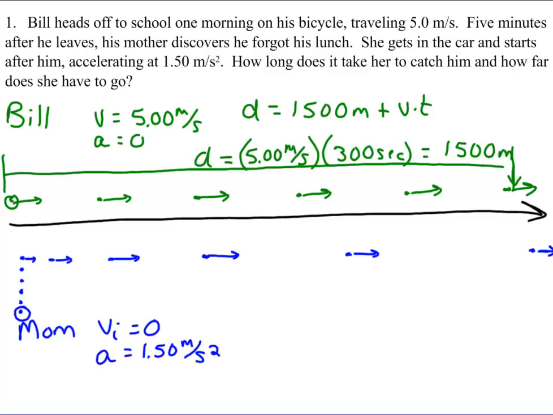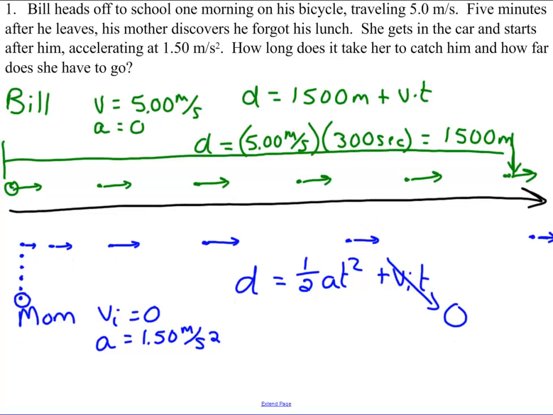Mom's displacement equation is going to be like our patrolman in the other problem. She's accelerating, so we're going to use a kinematic equation with that in it, 1/2 acceleration times t squared. Her initial velocity is 0. So if we realize that, we can make sure that we cross it out because that term goes to 0. Again, if Mom catches Bill, we can set the equation for Bill's displacement equal to the equation for Mom's displacement.